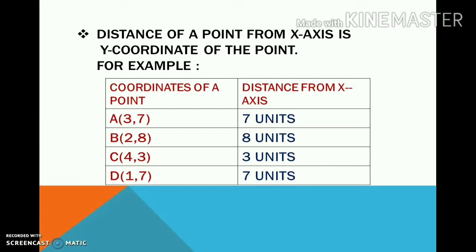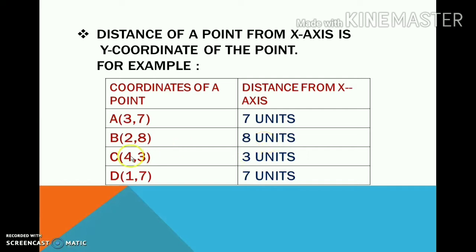बेटा जब भी हमने किसी पॉइंट का x एक्सिस से डिस्टेंस लिखना है तो सिंपली y कोऑर्डिनेट लिख देंगे. Like we have an example, a point whose coordinates are 3, 7. So distance of this point from x-axis is 7 units because its y coordinate is 7. In this case y coordinate is 8. So the distance of this point from x-axis is 8 units.